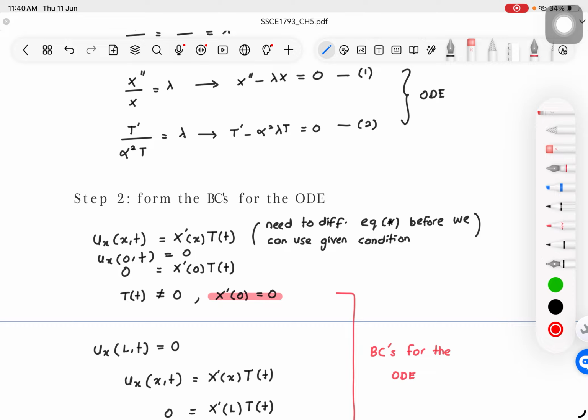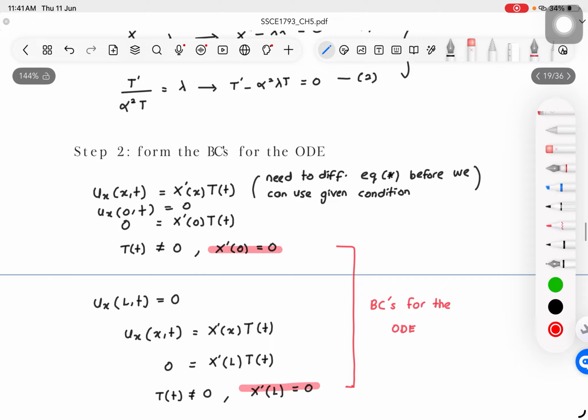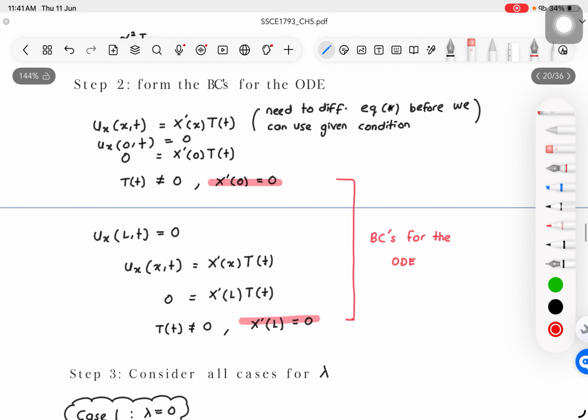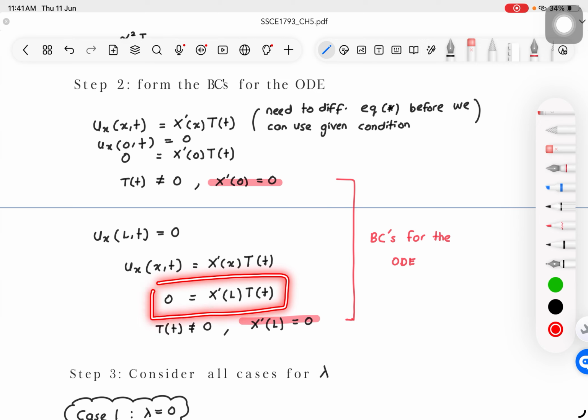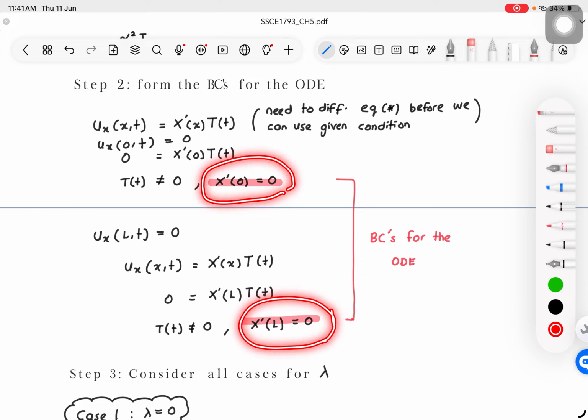Next, we have the second condition, which is u_x(L,t) equal to 0. Same step, we substitute inside here. When we substitute, same thing, we get this, and T will not be equal to 0, meaning X prime(L) is equal to 0. So from here, we obtain the boundary conditions for the ODE, and we are going to use these for the next step.